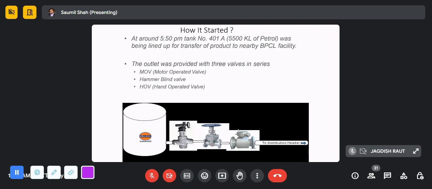Whenever you are working in the industry, there is an SOP, a standard operating procedure, that you have to follow, and by that procedure you have to act. If you bypass that SOP and work according to your own knowledge, then it can be a mistake. And the same thing has happened over here.